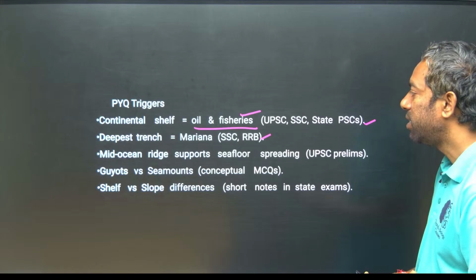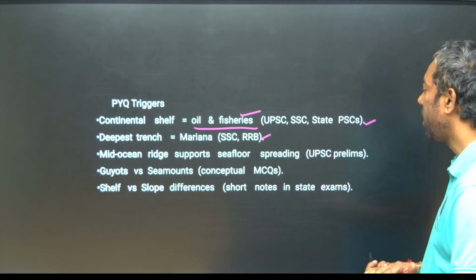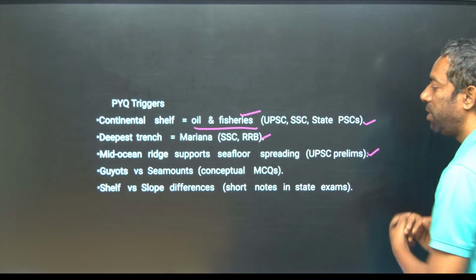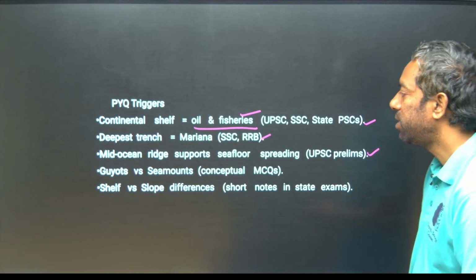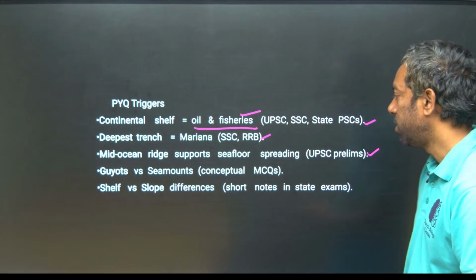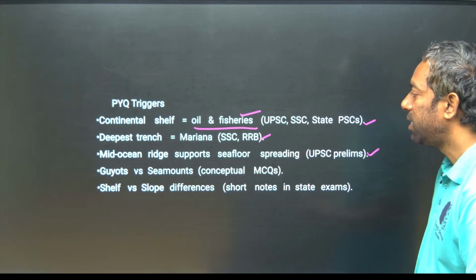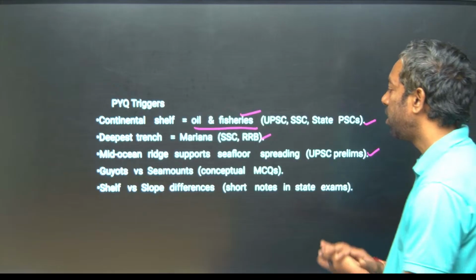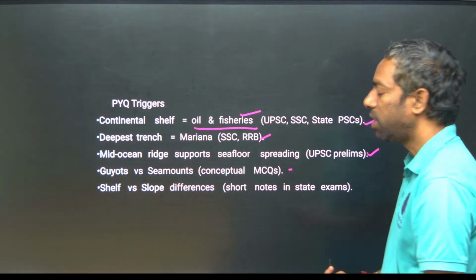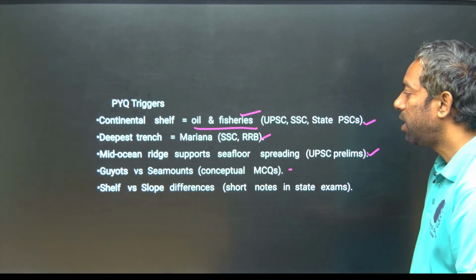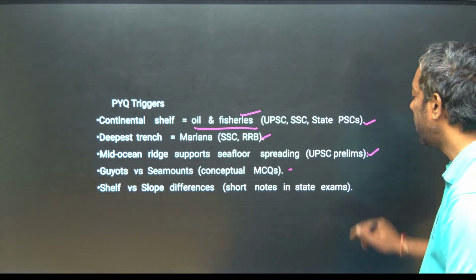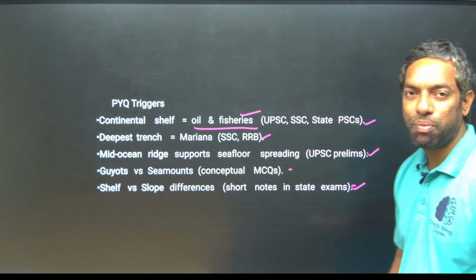Mid ocean ridges support sea floor spreading. That is a previous UPSC prelims question. Guyots or seamounts are conceptual, and they can ask you conceptual MCQs. Shelf and slope are also different, and they can ask you what the slope and shelf are.